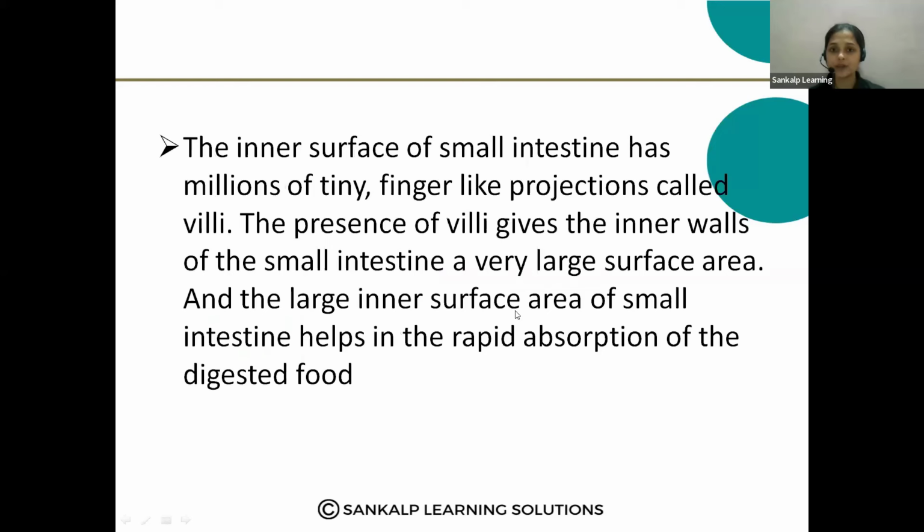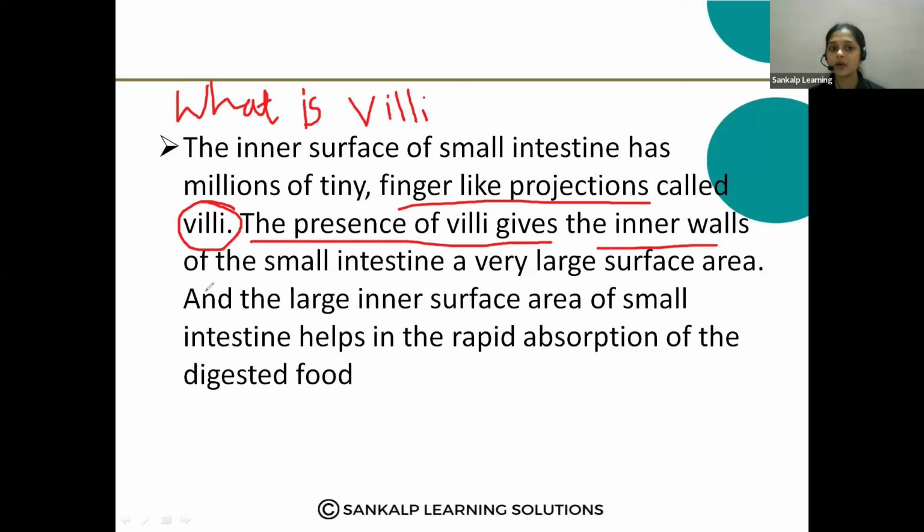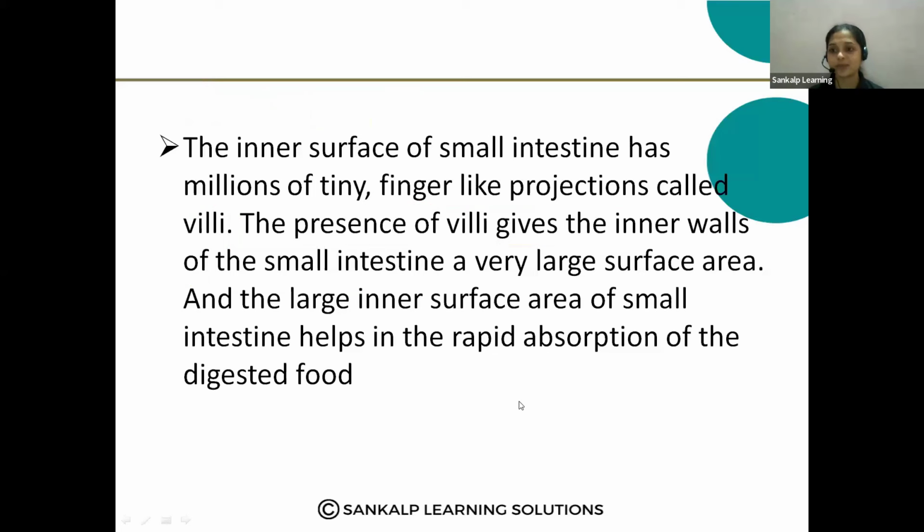So this is also a very important question. The inner surface of the small intestine has millions of tiny finger-like projections called villi. A 1 mark question was also asked in the previous year, that is, what is villi? Very important question. And how is the small intestine designed to absorb the nutrients? The presence of the villi gives the inner walls of the small intestine a very large surface area. This large surface area helps in the absorption of the digested food. Okay, so this is a very important question. Note down the answer. They may ask the question about what villi is and about the small intestine.